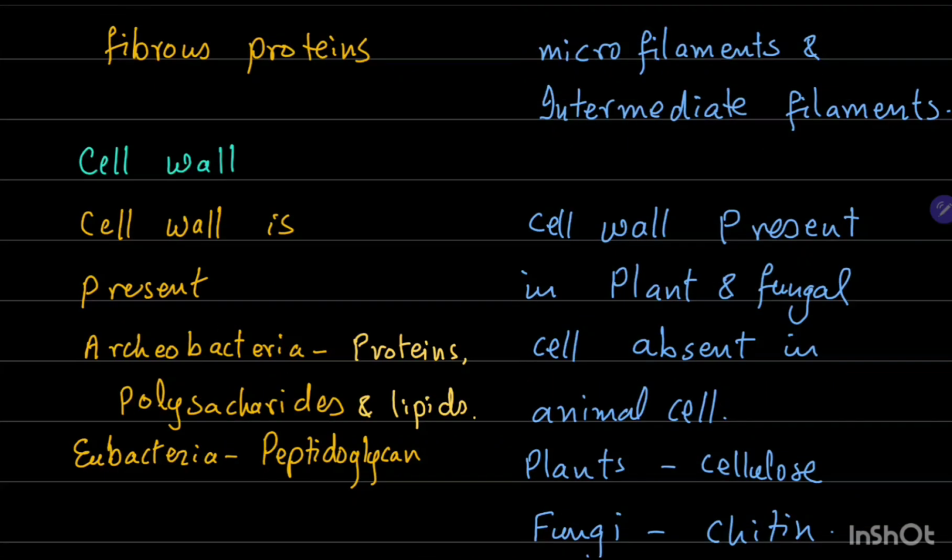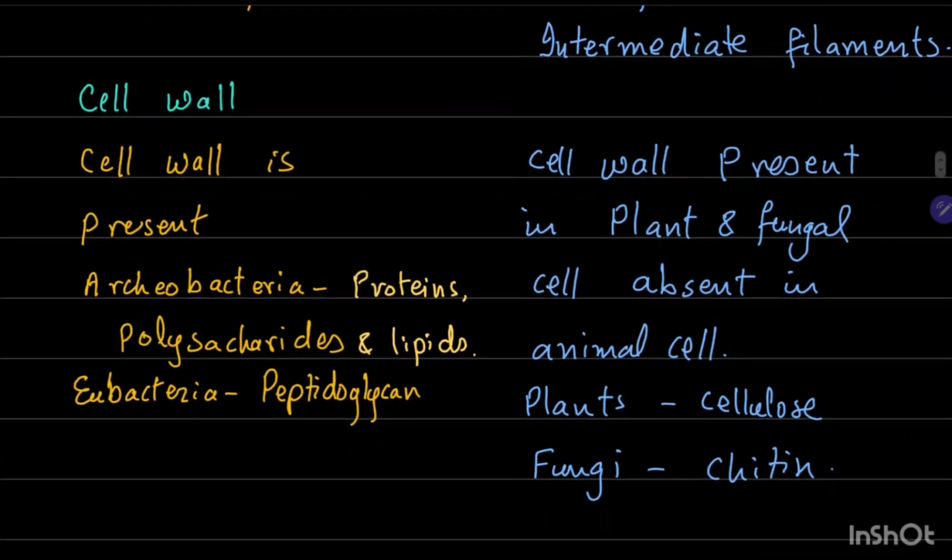The cell wall is present in prokaryotic cells, but within prokaryotes there are two kinds of cells, archaeobacteria and eubacteria. Archaeobacteria have a different composition in their cell wall. They are made up mainly of proteins and polysaccharides, and there are a few lipids as well. In eubacteria, the main composition is peptidoglycan, which acts as a single molecule. In eukaryotic cells, the cell wall is present only in plant and fungal cells. In plants, it's made up of cellulose. In fungi, it's made up of chitin.